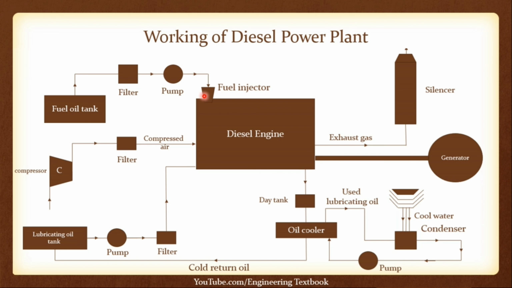The fuel injector injects the fuel into the cylinder and it is mixed with compressed air. The injected fuel gets ignited and combustion takes place. This liberates a huge amount of energy, which is utilized to run the generator to produce electric power.